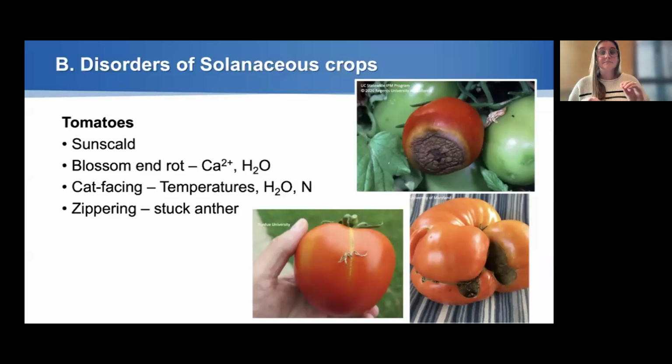And then the last tomato-specific thing I want to talk about is zippering, which is there on the left, which I think looks a little cute, but it's basically when that fruit is being formed, one of the anthers that produce the pollen gets stuck through the fruit production process, and it just creates this innocuous little zipper that sometimes will have what looks like a dead piece of anther attached to it. You can see the little, almost looks like a bow tie there.